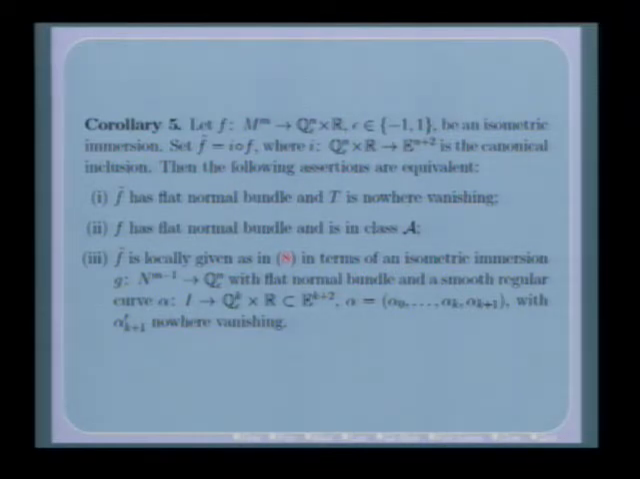So class A is particularly interesting in two special cases. First, in the case of surfaces, in which being in class A already implies flatness of the normal bundle. So any surface in class A is actually a surface in this product space that has flat normal bundle when regarded as a surface in the flat Euclidean space. And also the same holds for the case of hypersurfaces.